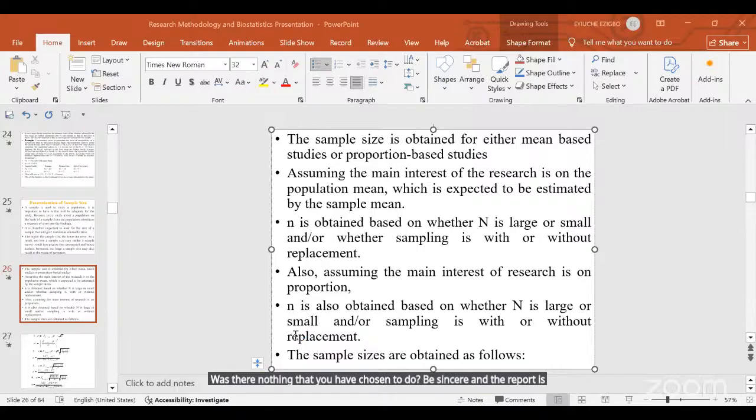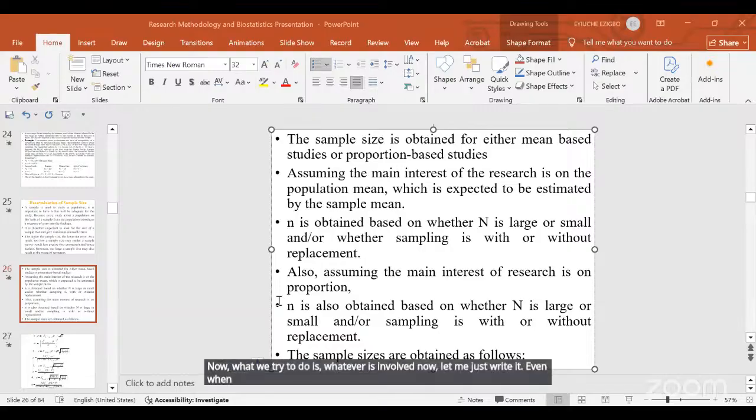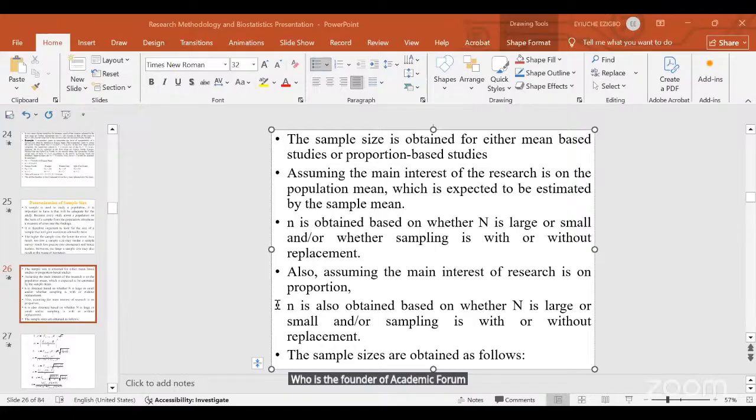The lapses, the pitfalls of that particular research may form beautiful gaps for subsequent researchers. But what we try to do is whatever is involved now, let me just write it. Even when it is not what you are doing, all of those things are not academic fraud. And we, of course, always frown at academic fraud because it doesn't help anybody.